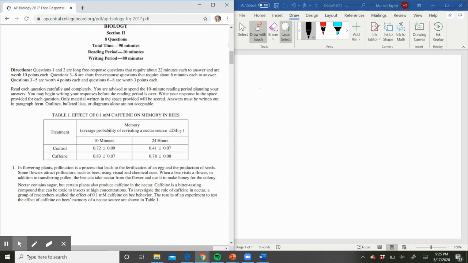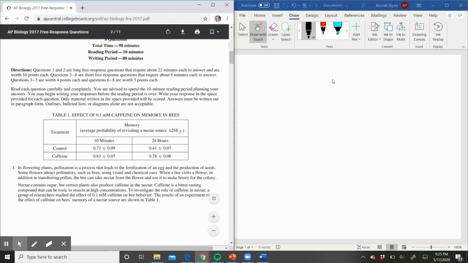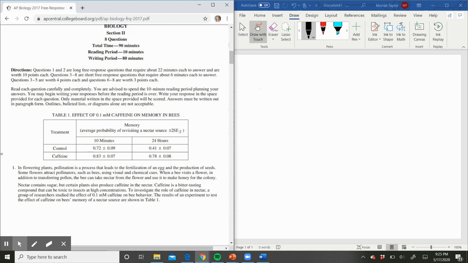So the question says, in flowering plants, pollination is a process that leads to the fertilization of an egg and the production of seeds. Some flowers attract pollinators, such as bees, using visual and chemical cues. So with that, when a bee visits a flower, in addition to transferring pollen, the bee can take nectar from the flower and use it to make honey for the colony. So it says nectar contains sugar, but certain plants also produce caffeine in the nectar. So caffeine is a bitter tasting compound that can be toxic to insects at high concentrations.